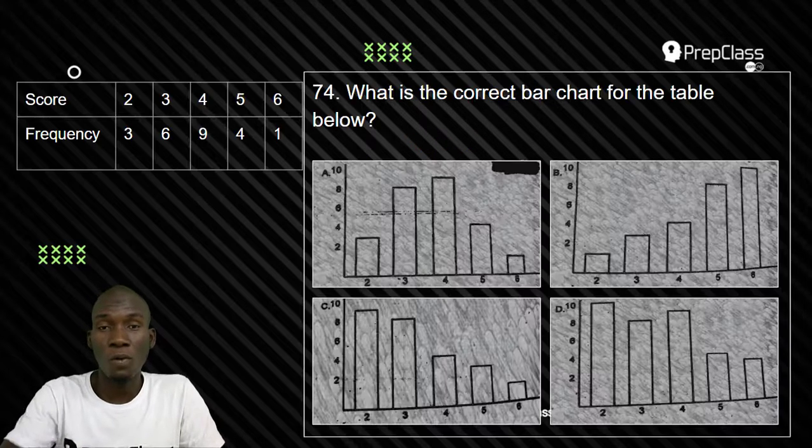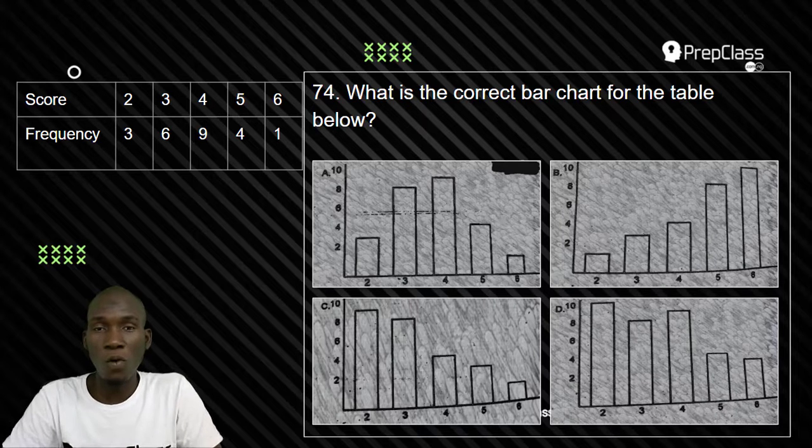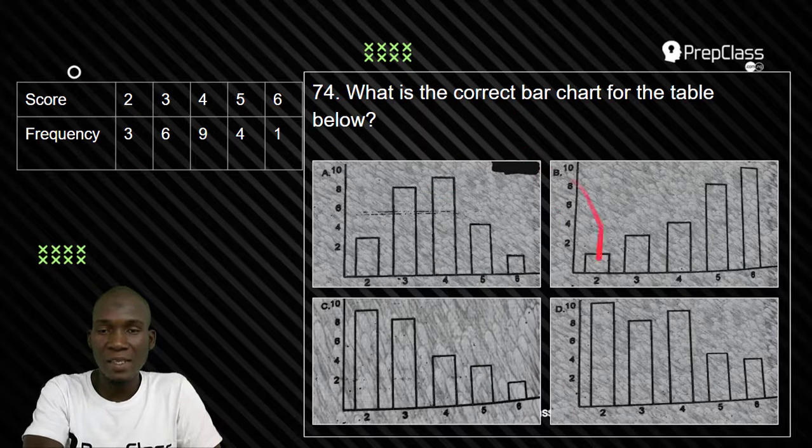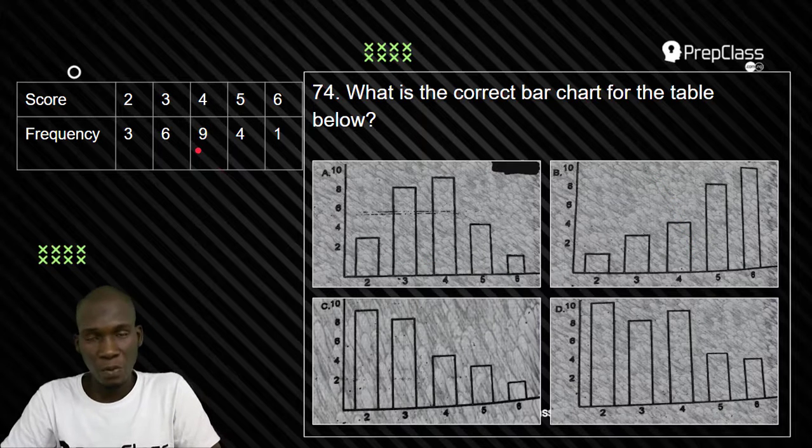Question number 74. What is the correct bar chart for the table below? Here we have the table, and this is the bar chart. Which of these is representing this table?